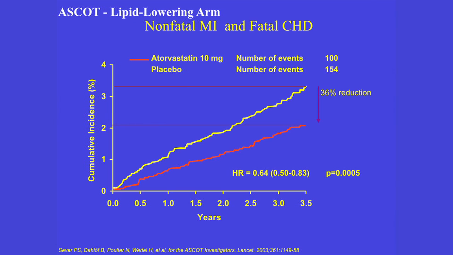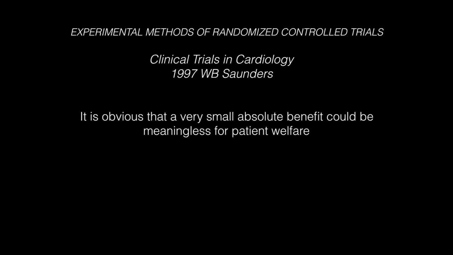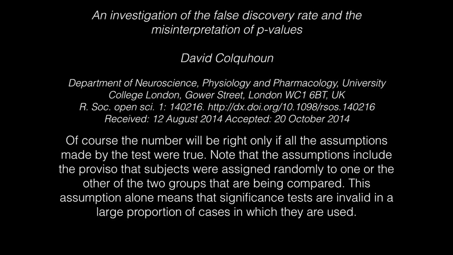I don't know, that seems pretty trivial when you're talking about explanatory trials testing the null hypothesis. So it's pretty obvious that a very small absolute benefit could be meaningless for patient welfare, I'm afraid to say. And of course, the number will be right only if all the assumptions made by the test were true. Are the assumptions true, right?